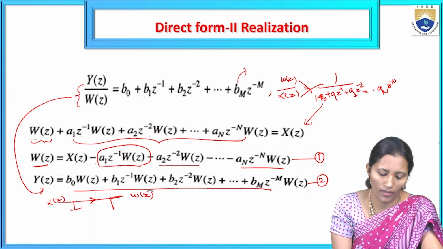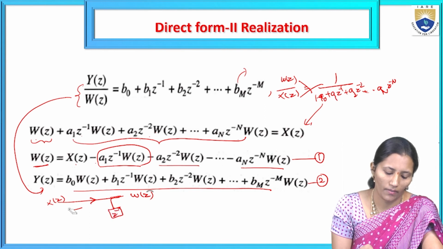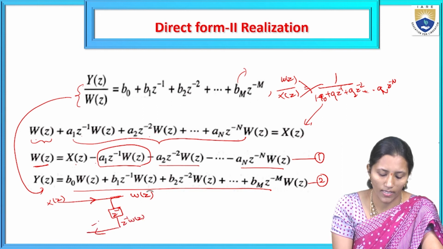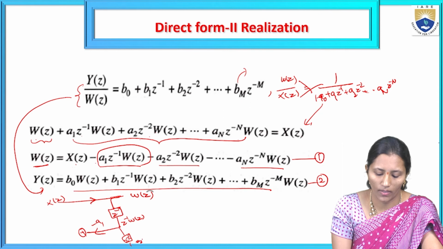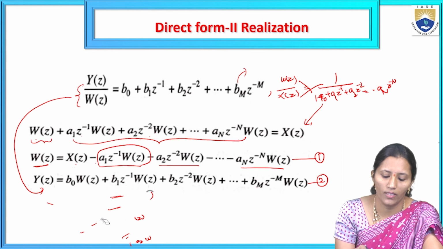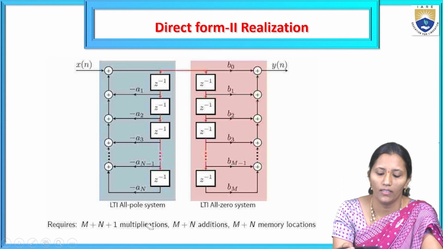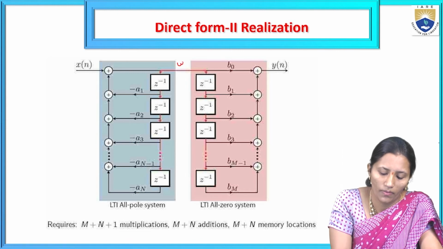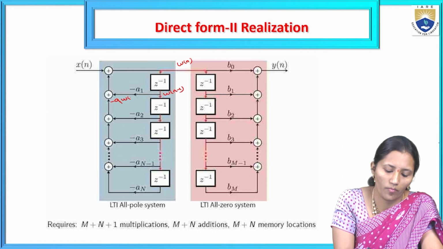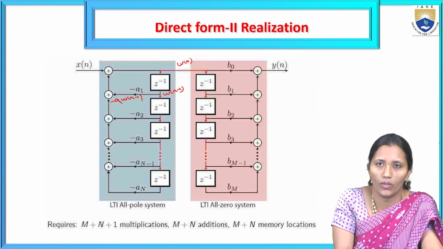From W of z we give it to one delay element. Here we are going to get z power minus 1 W of z, and the scalar multiplier for that is minus a1. The next term is z power minus 2 W of z. Like that, we are representing these two equations in terms of block diagram. Here we are going to get W of n, here W of n minus 1, so minus a1 W of n minus 1. Then W of n minus 1 is given to another delay element to get W of n minus 2.